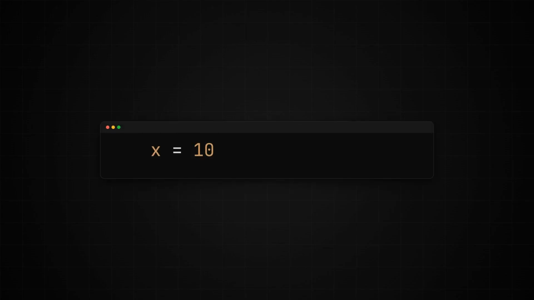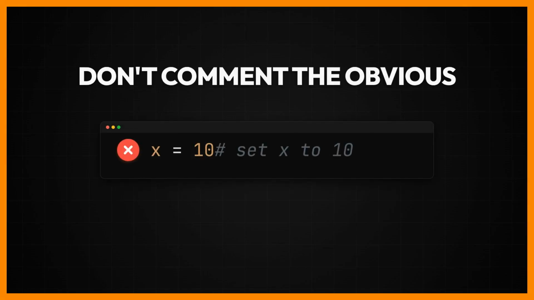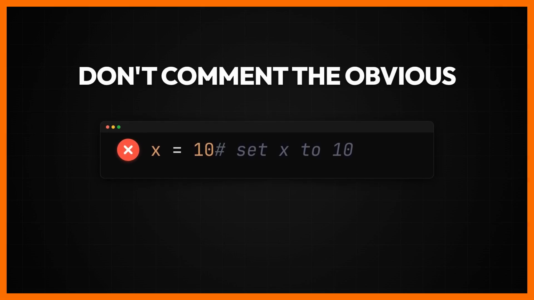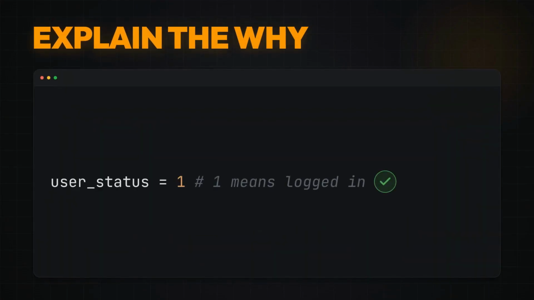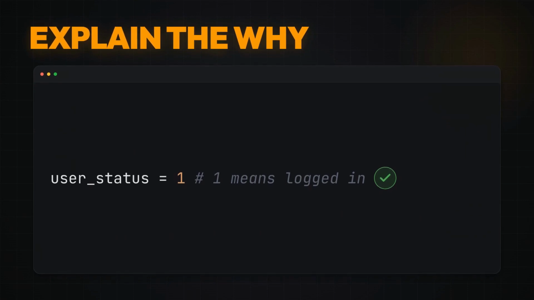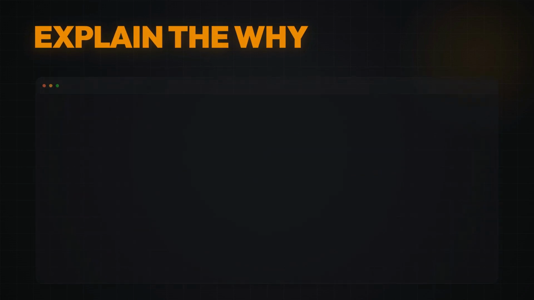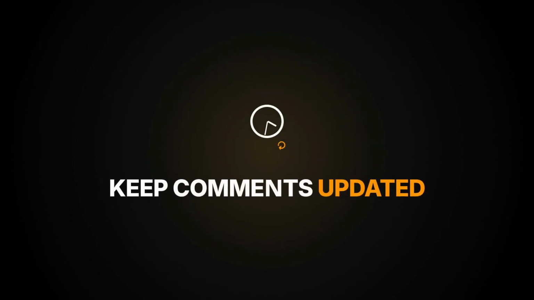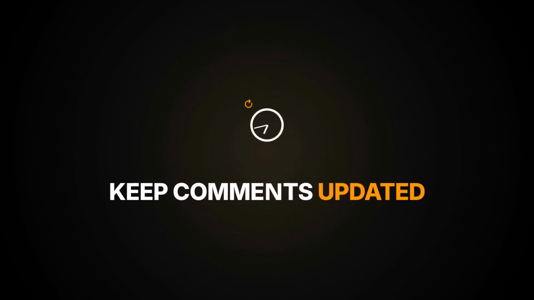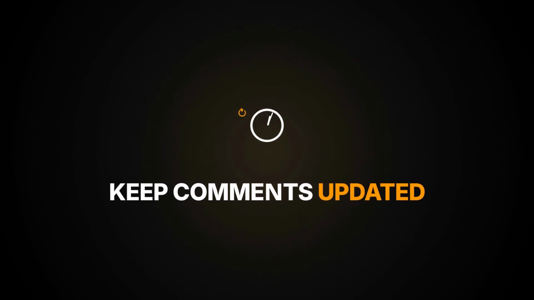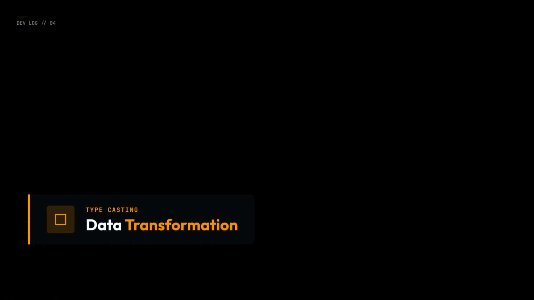Let's talk best practices. A bad comment explains the obvious. For example, telling Python to set x to 10 when the code clearly shows that is a waste of space. A good comment explains the why. Instead of saying you're setting a status to 1, explain what that number 1 actually represents in your program's logic. One more thing, keep your comments updated. If you change your code but forget to change the comment, you're creating a trap for whoever reads your code next.